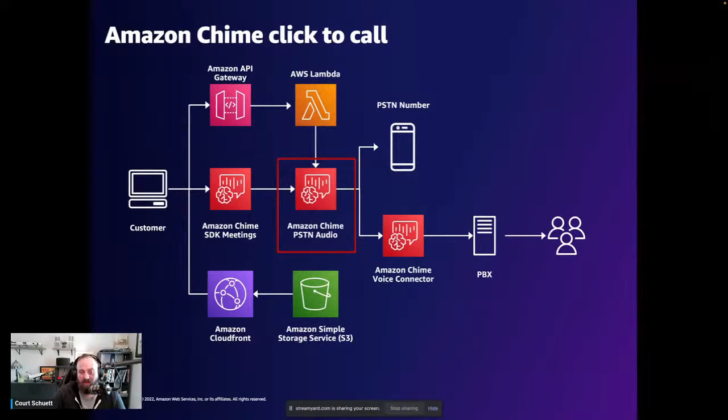So we've created a meeting. We've made a request to start a meeting, right? We've created the meeting. We've created the attendee. We've passed that information back to the client, and so now that client has started up the process to join the meeting. And now what we need to do is go into that PSTN audio and tie that together. So we've made a request into that PSTN audio to join into this meeting.